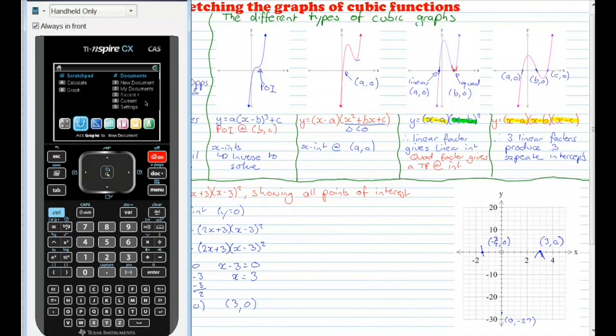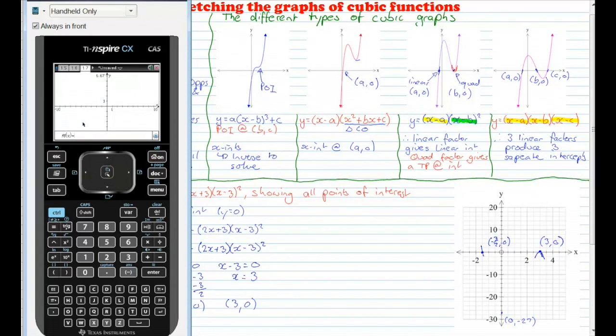Alright, so now that I'm in the CAS calculator, I'm going to go graphs, and I'm going to enter in the equation of the line. That is negative 2x plus 3 multiplied by x minus 3 squared. Press enter, and up comes the graph. Now once again we can't actually see the full graph here, so what we need to do is change the window settings. So to do that I go menu, window zoom, window settings, and I want to make them the same as the axis that I've got on my page.